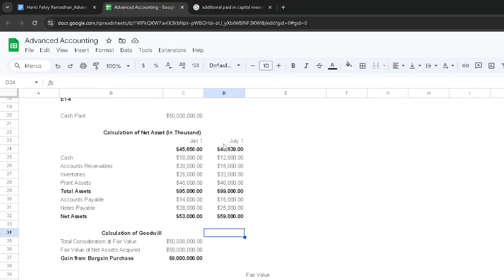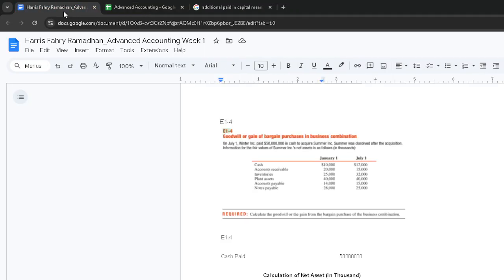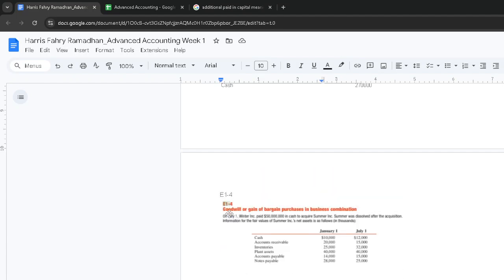I'm sorry. And so the goodwill is just the difference between the total consideration at fair value, or as I would like to understand it, the amount that we pay and the amount that we get. Because when we pay this amount, we're getting the assets from the company that we're acquiring, which in this case is worth this amount. So we just find the difference, and this is the goodwill. So that kind of solves the second question.